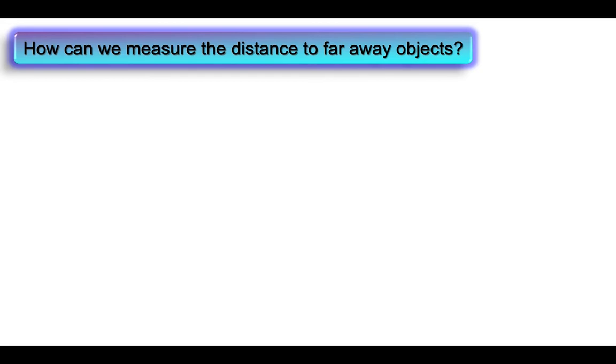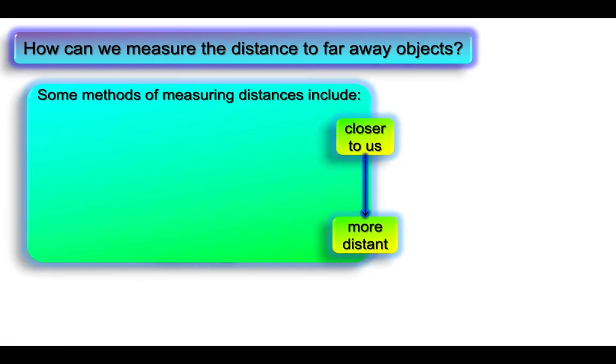So how could we measure the distance to faraway objects? And this is going to be the theme of today's lecture. So there are some methods of measuring distance. Some methods are better for closer objects. Some methods are better for more distant objects. So radar ranging is a method where we could measure the distance to objects in the solar system. All we have to do is send a radio wave, bounce it off a planet, and then we wait for the return pulse, the echo, the reflection of that radio signal bounced off the planet.